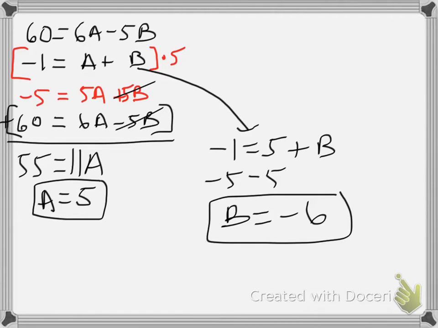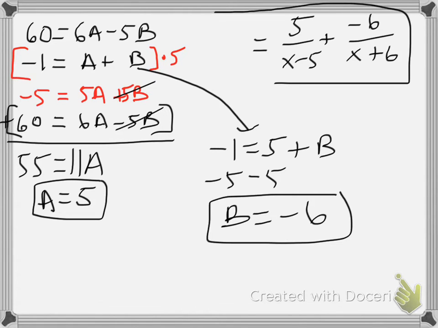Okay, it turns out if you really want the final thing, the left side is equal to 5 over x minus 5 plus -6 over x plus 6. And there's the left side that I didn't bother writing because it takes a while. Okay, and there's the answer. But that's essentially, if you get to A and B, I gave it to you.